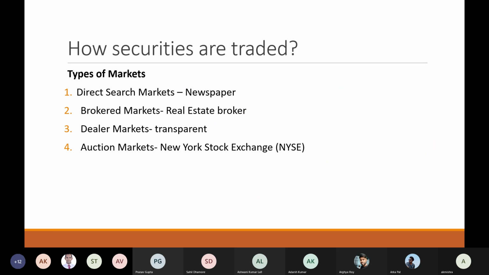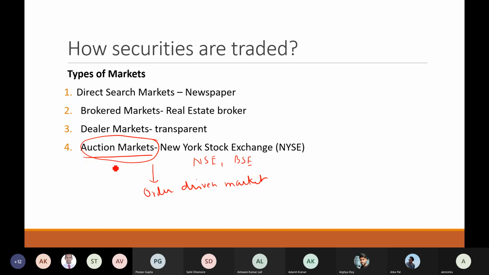Now coming back to the fourth category, the auction market. For the auction market, you can think of NYSE, NSE and BSE. Another name for the auction market, as opposed to dealer driven market, is order driven market. Order driven market means there is a continuous market where people are buying and selling.